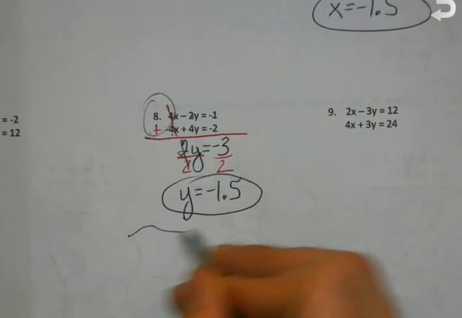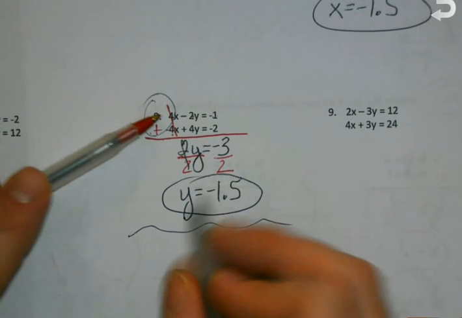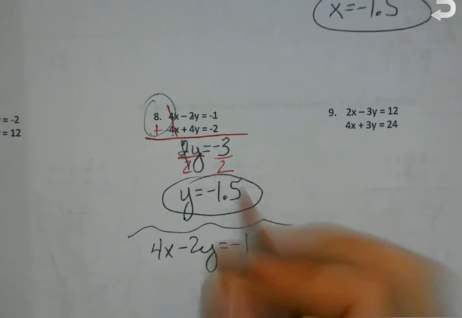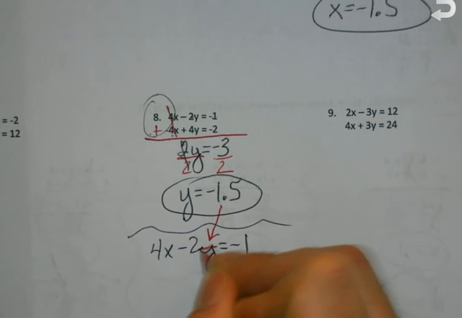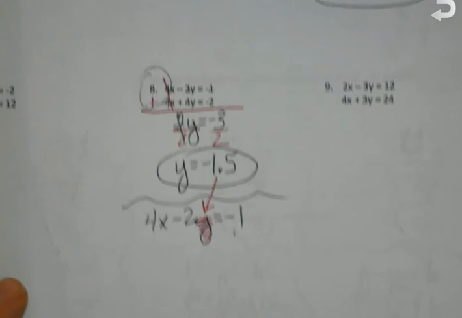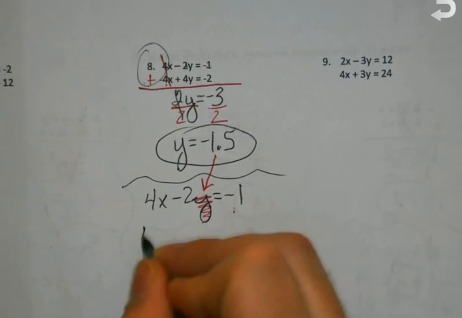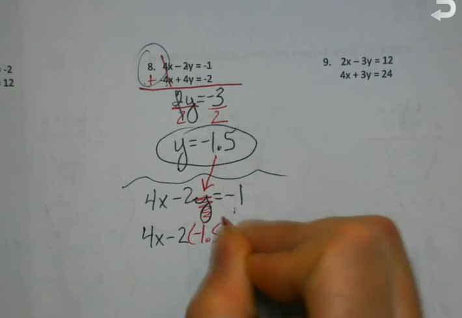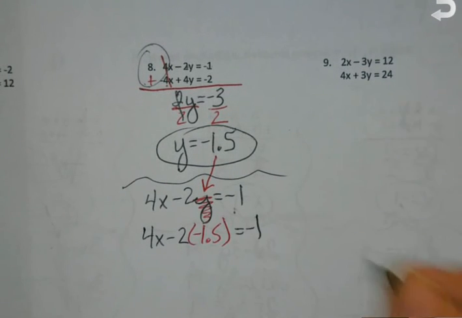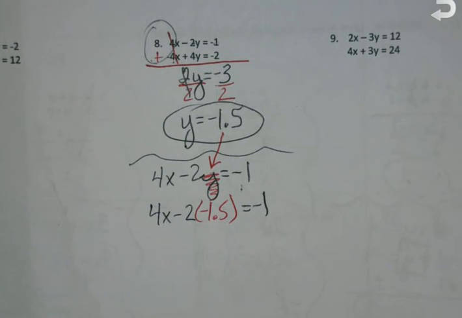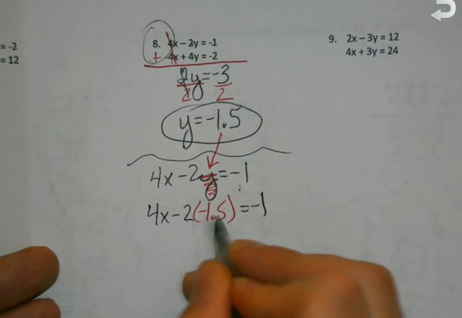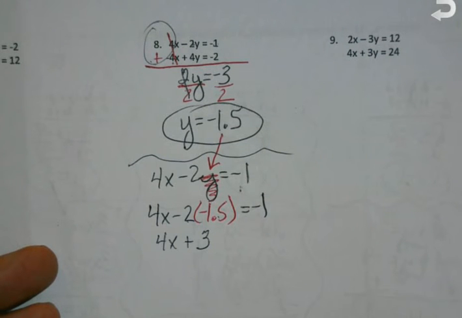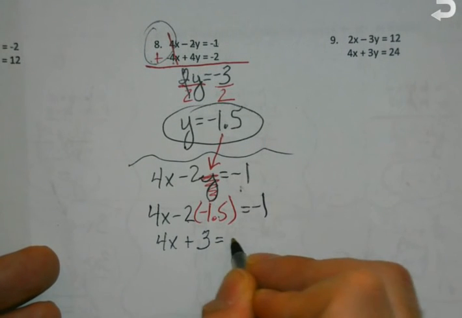So for my second part, I'm going to just recopy my first equation. This is my y value. So it just takes care of the y, nothing else. So 4x minus 2, negative 1.5. And again, the decimals should never be an issue because the calculator can take care of them. Negative 2 times negative 1.5 is positive 3. You can double check me on the calculator if you'd like.